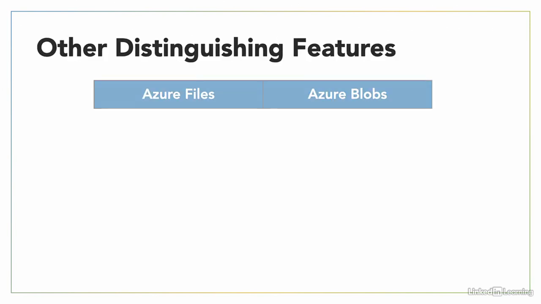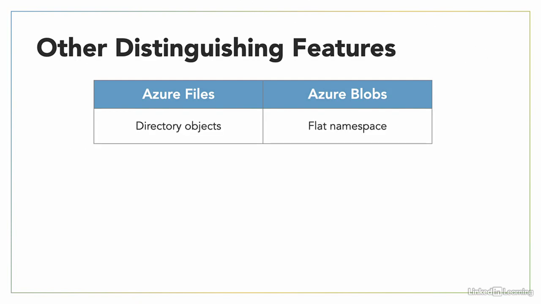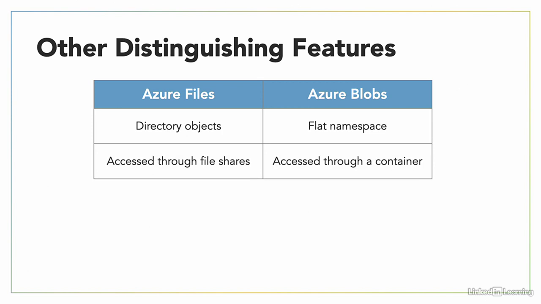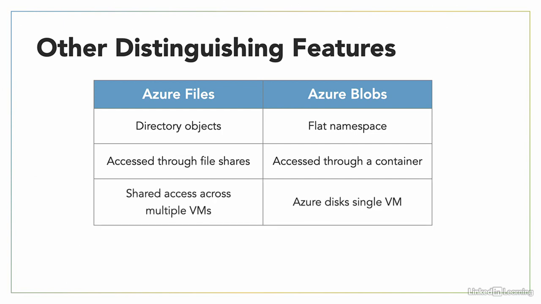There are a few other distinguishing features on when to select Azure Files and Azure Blobs. Azure Files are true directory objects. Azure Blobs are a flat namespace. Azure Files can be accessed through file shares. However, Azure Blobs are accessed through a container. Azure Files provide shared access across multiple virtual machines. Azure disks are exclusive to a single virtual machine.